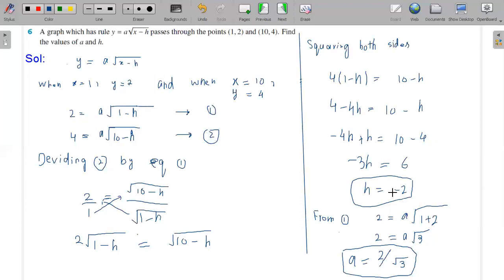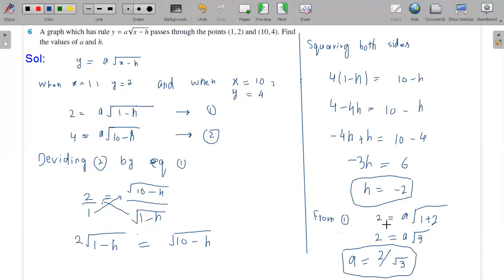So here, dividing by minus 3 on both sides, we get h equals minus 2. And then we just substitute it. We will substitute this value in the previous equation, any of the equations, so that we get the value of a.